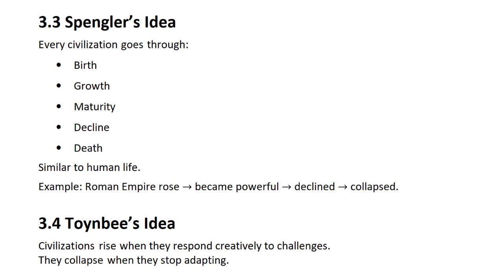Spengler's idea revolved around civilization. He said every civilization goes through birth, growth, maturity, decline, and death, similar to human life. For example, the Roman Empire rose, became powerful, declined, and then collapsed. Toynbee's idea was that civilizations rise when they are faced with creative challenges. They collapse when they stop adapting.